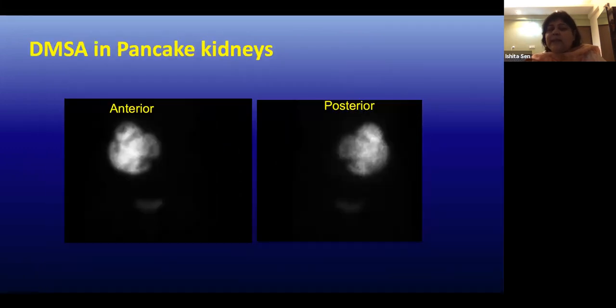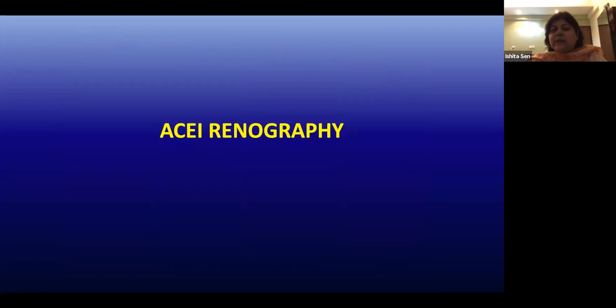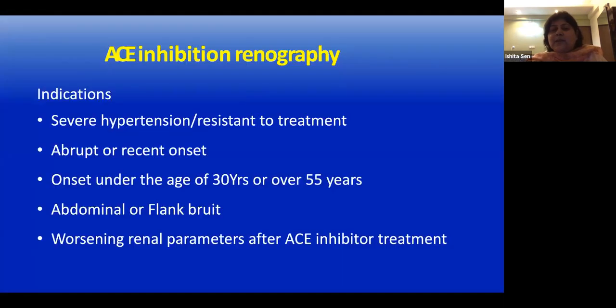So this is a DMSA scan where you can see you cannot differentiate between the pelvicalyceal system and the cortex of either kidney. Just last two slides on ACE inhibitors.